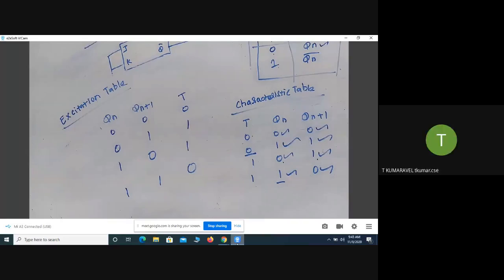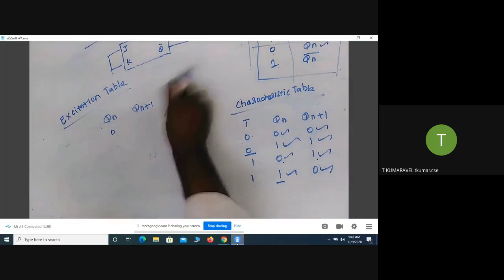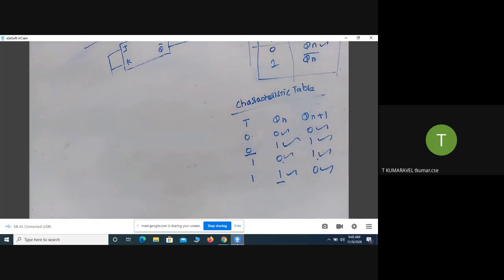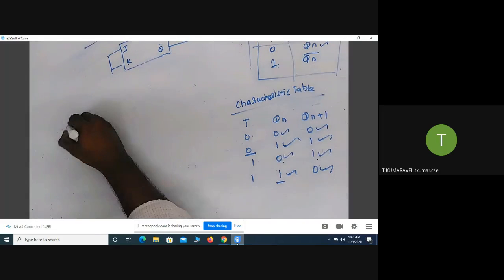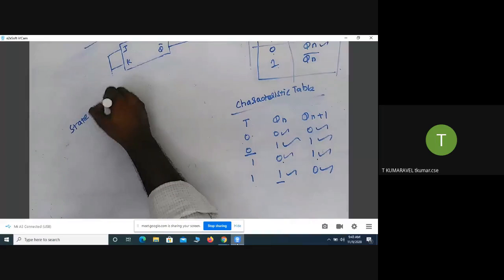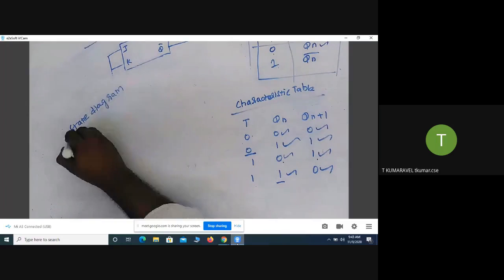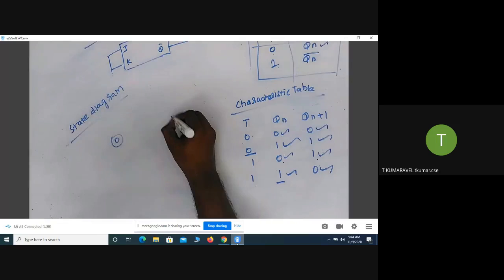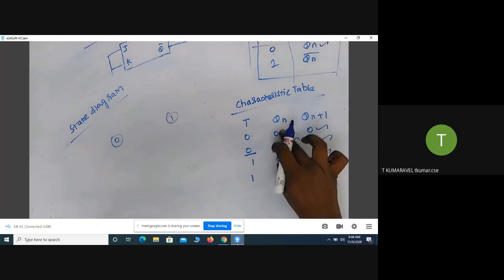Yes, sir. So next, you should draw the state diagram. How do you draw the state diagram? This is called the excitation table. The next thing is the state diagram. If you consider any flip-flop, it is associated with two outputs, namely 0 and 1. How are you going to analyze it?